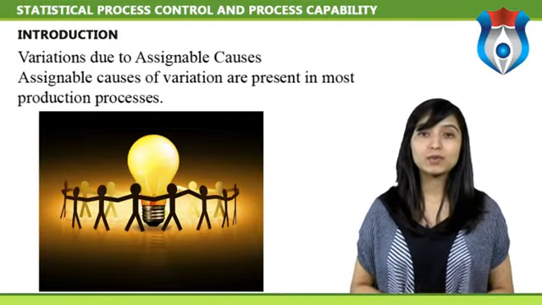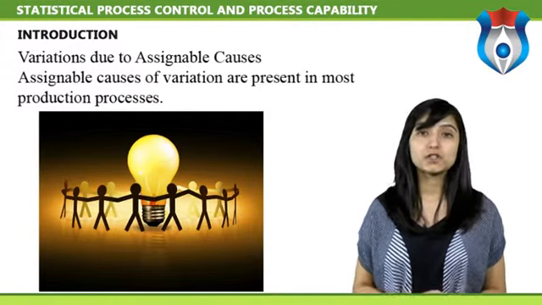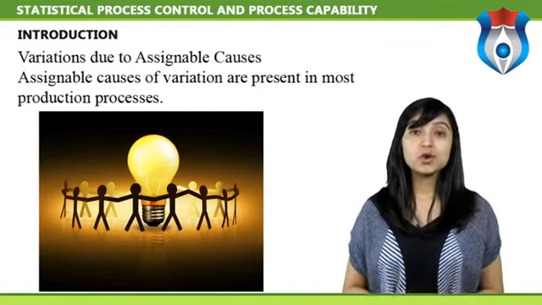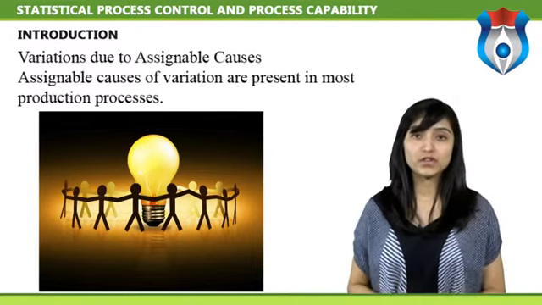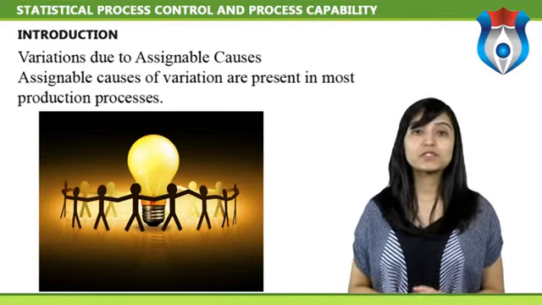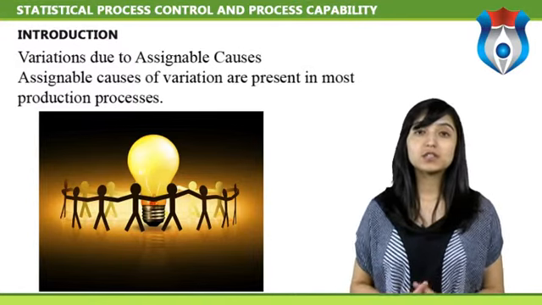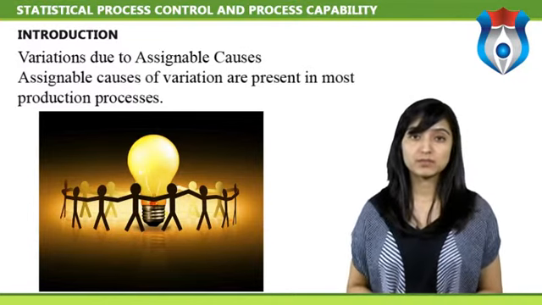Variations due to assignable causes of variation are present in most production processes. These causes of variability are also called special causes of variation. The sources of assignable variation can usually be identified and assigned to a specific cause, leading to their elimination.